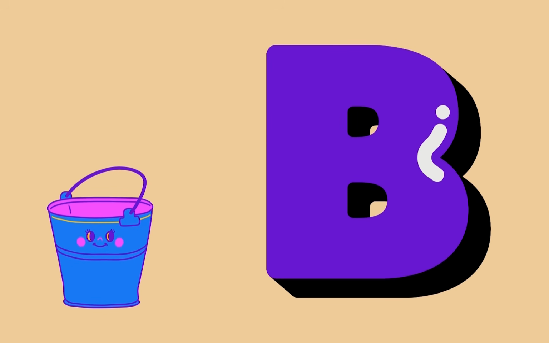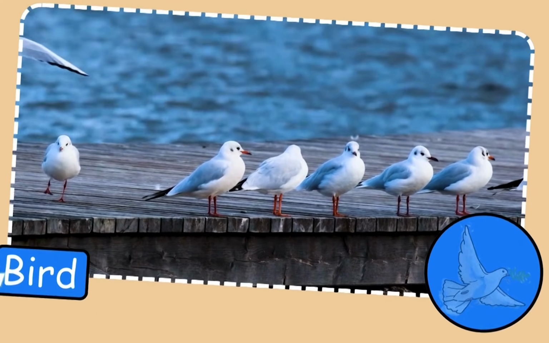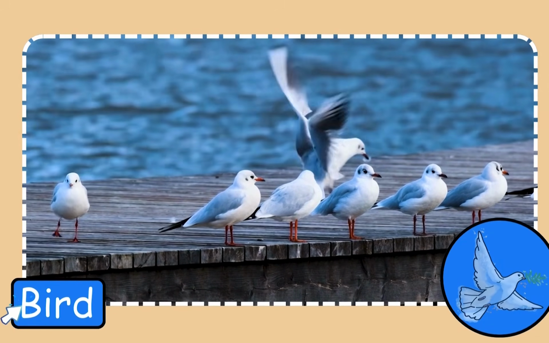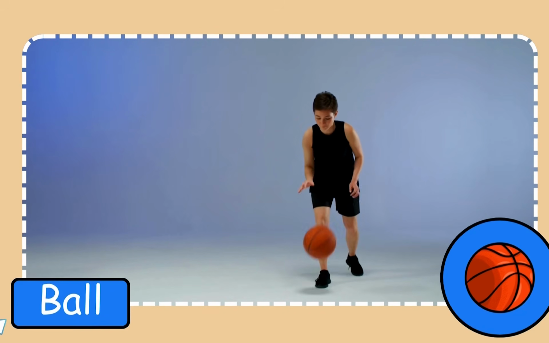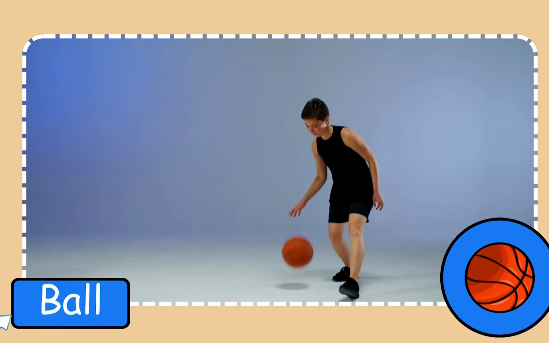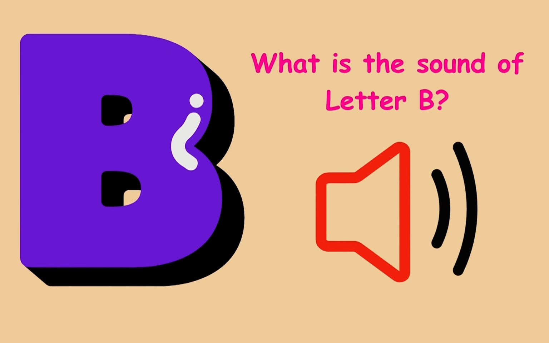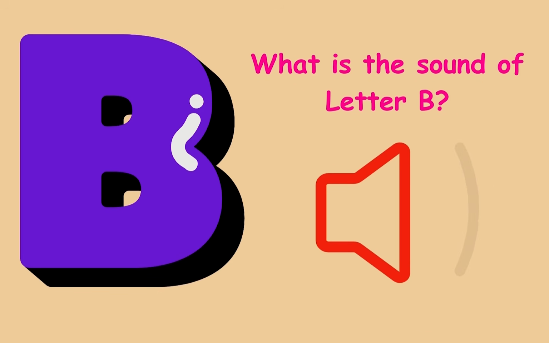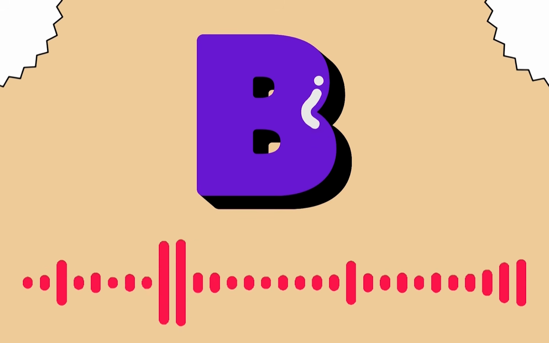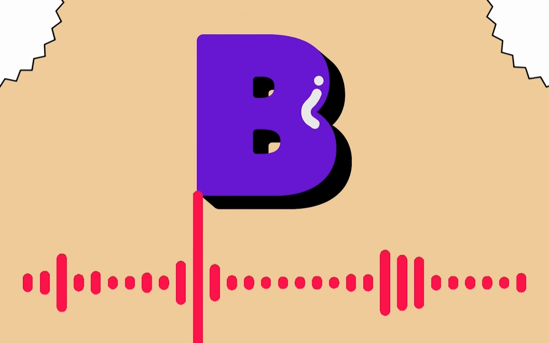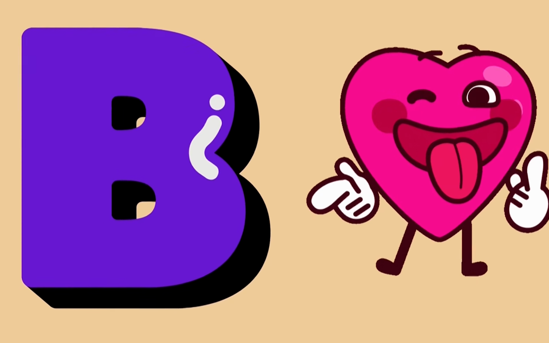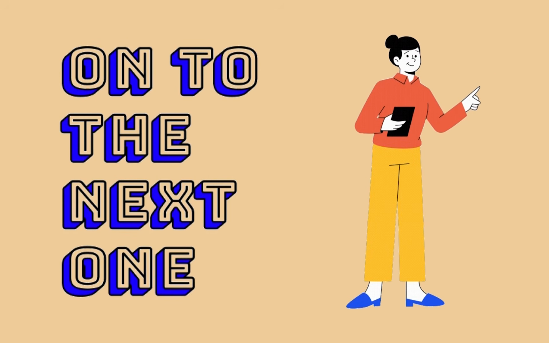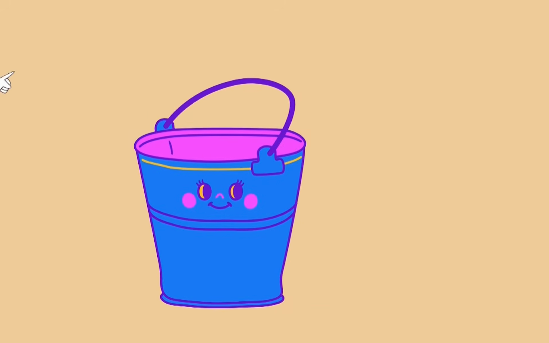That is letter B. Bird starts with letter B. Ball also starts with letter B. Now, what is the sound of letter B? B, B, B. That is the sound of letter B. A, B. On to the next one.